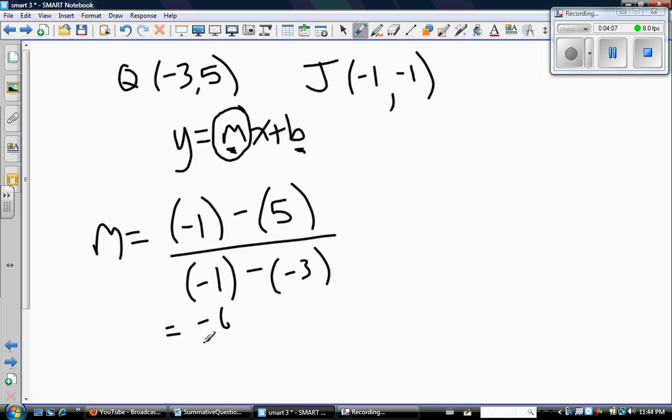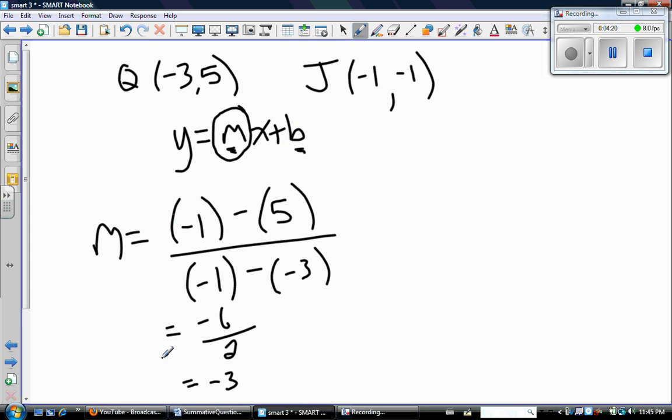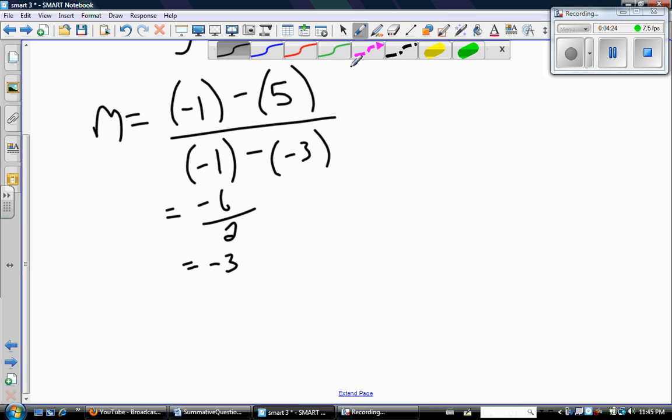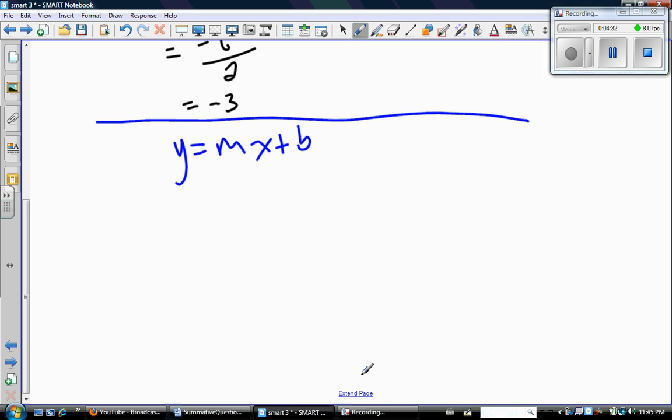So I have -6 over +2, so I have a slope of -3. And because I have a diagram, does this look roughly like -3? It's certainly negative, and it could be steep enough. So I'm pretty confident in my answer. So now I have the slope of that line. So start again. Instead of y equals mx plus b, now I know the slope. So I can say that y equals -3x plus b.